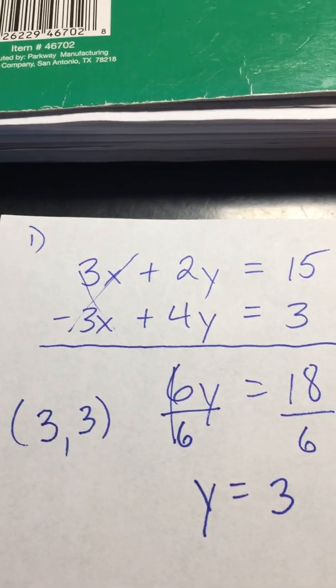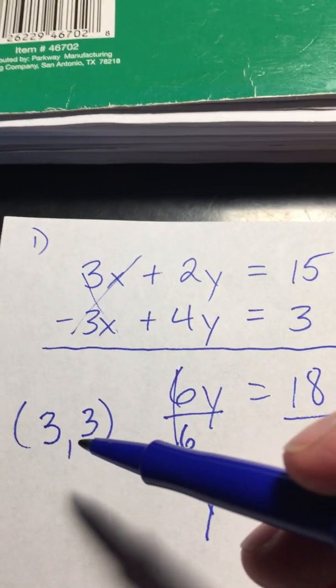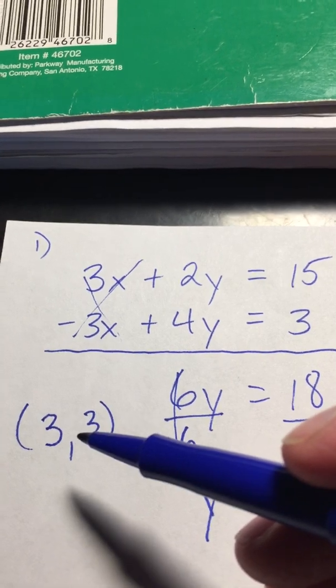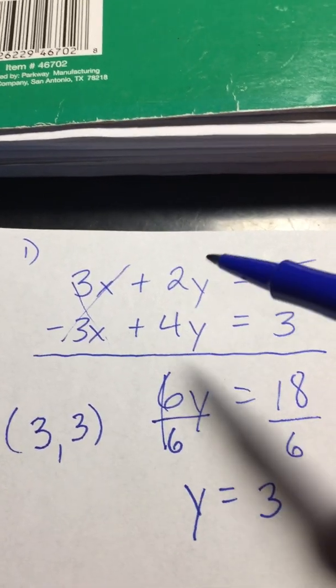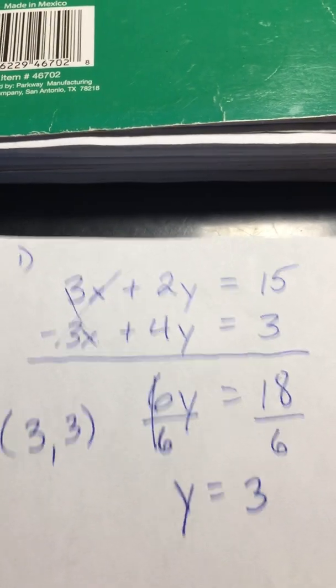All right, so if you were to go graph them, that's the point on the coordinate system where the two lines intersect. So 3 comma 3 is the solution to this systems of equations. It's the cutest little technique ever.